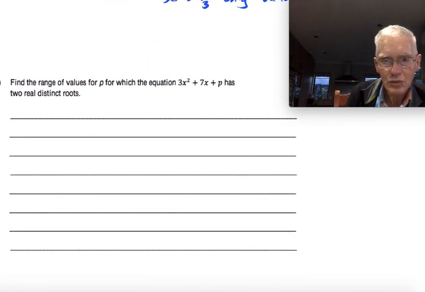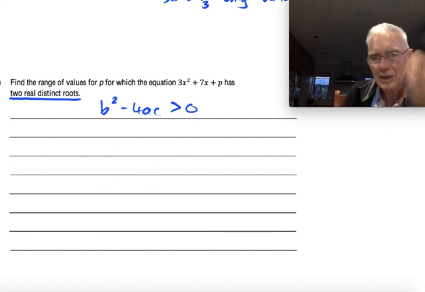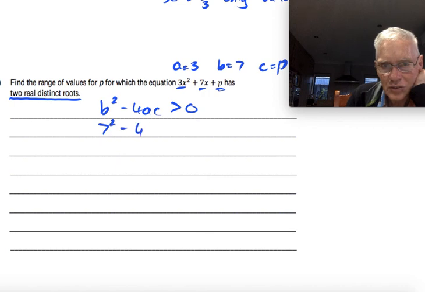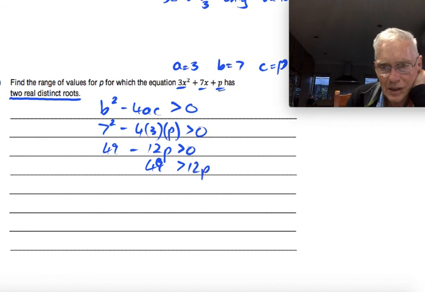We have to find the range of values for p for which 3x squared plus 7x plus p has two real distinct roots. So we need to know that b squared minus 4ac has to be greater than 0. Well, what is a, b and c? A is always the number by the x squared, so a equals 3, b equals 7, and p is what c equals. So when I do b squared, I get 7 squared minus 4 times a times c greater than 0. 49 minus 12p is greater than 0. I'm going to put the 12p to the other side. 49 is greater than 12p. And then divide by 12 to get p by itself. 49 over 12 is the value of p, or you could have p is less than 49 over 12.